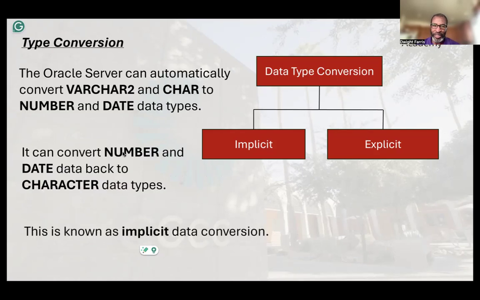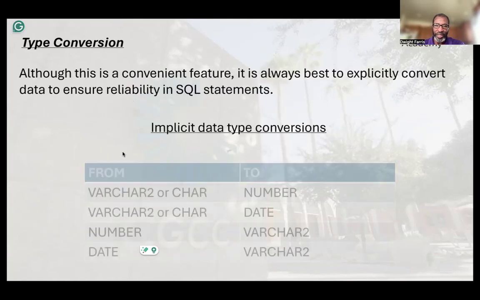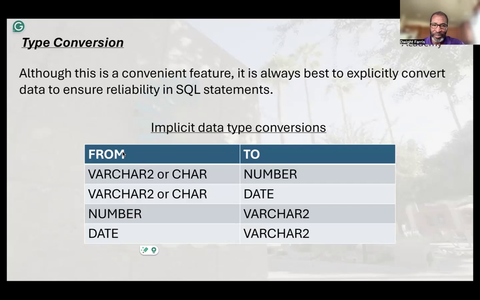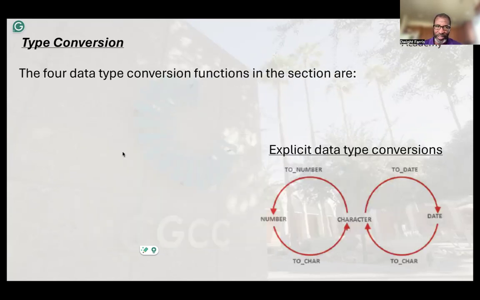Conversion, essentially, when we speak to implicit, this is what the system does for you. In the old days, we had to worry about specific data types to do calculations or pull certain types of data. The Oracle server actually has some automatic implicit functions. Here's our list of implicit data type conversions, meaning that depending upon your scenario, it will automatically convert: VARCHAR or CHAR to NUMBER, VARCHAR or CHAR to DATE, NUMBER to VARCHAR, and DATE to VARCHAR. So that's implicit.